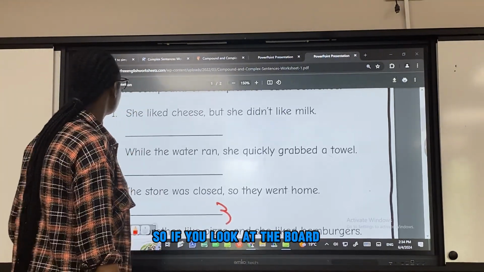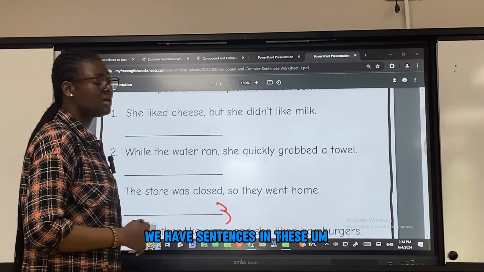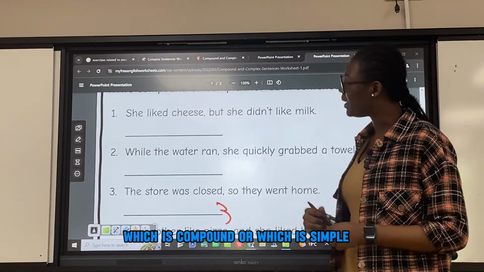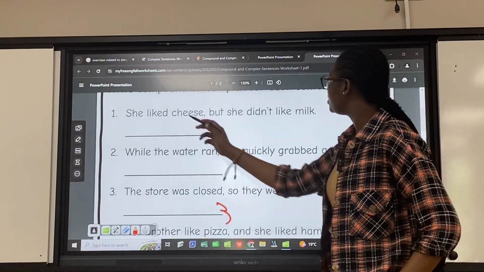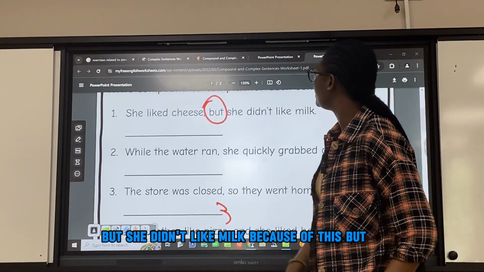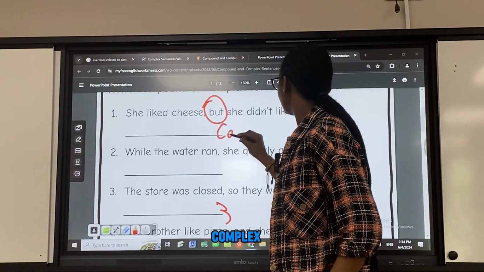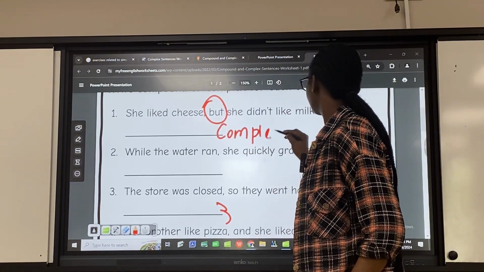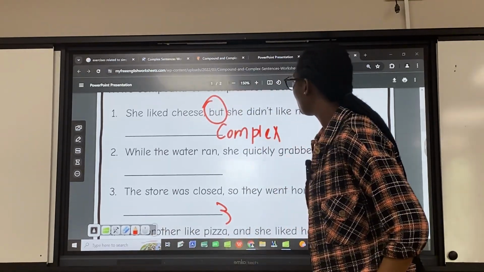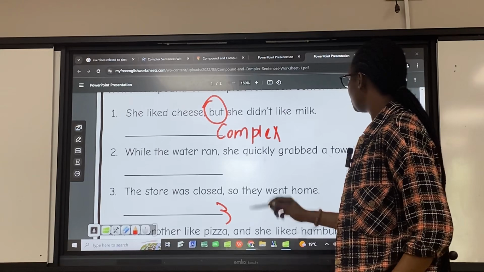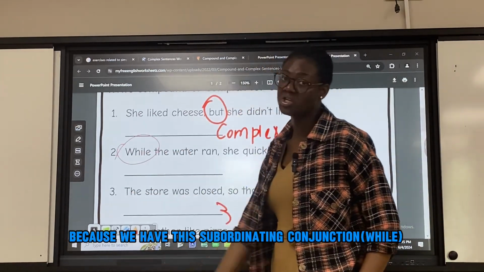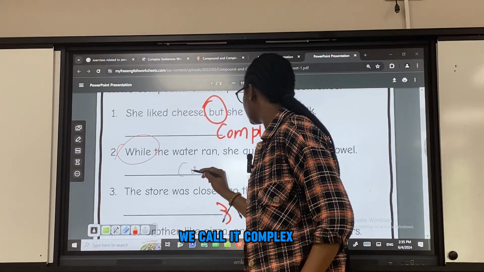So if you look at the board, we have sentences. In these sentences, they are asking you to choose which is complex, which is compound, or which is simple. She liked cheese, but she didn't like milk. Because of this, we say it is complex. While the water ran, she quickly grabbed a towel. Because we have this subordinating conjunction, we call it complex.